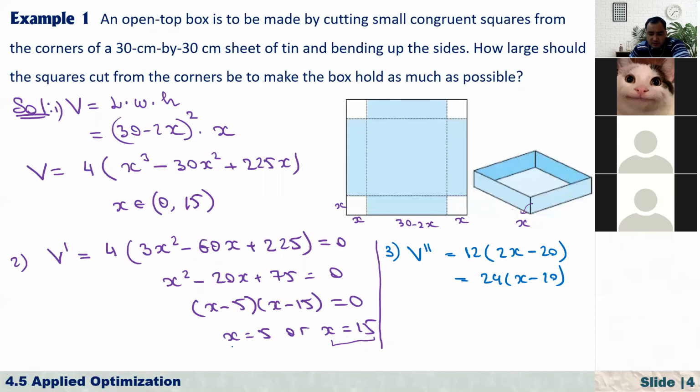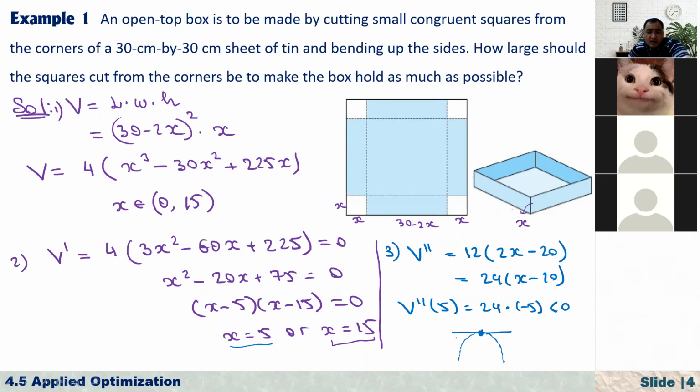So now at this value, at 5, V double prime of 5 is equal to 24 times (5 minus 10), that is negative, which is less than 0, right? If you remember the second derivative test, if V prime of 5 is equal to 0 and V double prime is negative, that means at this point the function graph is concave down. So at this point, the function has a local maximum.